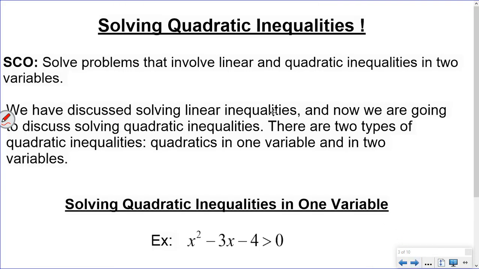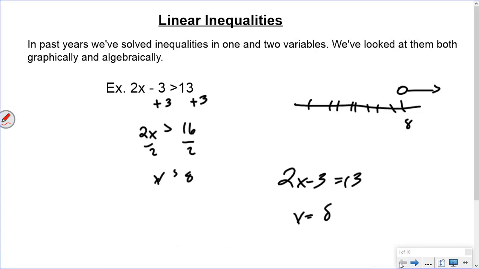So this semester, what we're going to talk about is not just linear inequalities. We're going to talk about quadratic inequalities. We have discussed solving linear inequalities, and now we're going to discuss quadratic inequalities. There are two types of quadratic inequalities: quadratics in one variable and in two variables, just like with linear inequalities, right? If you think about the last two slides we just talked about, the first one only had one variable. It was just an x, and there was a number on one side, right?